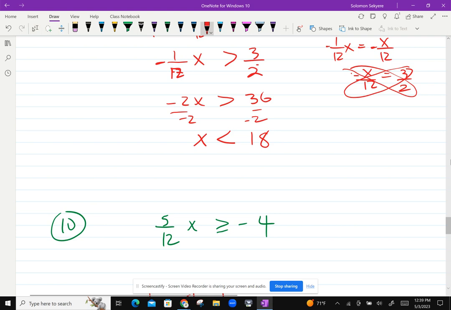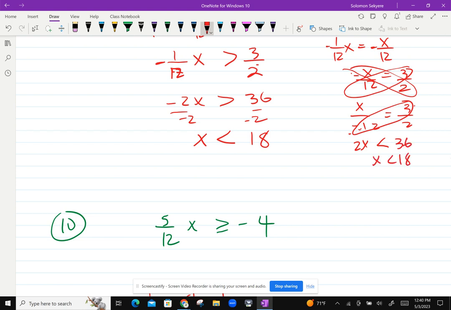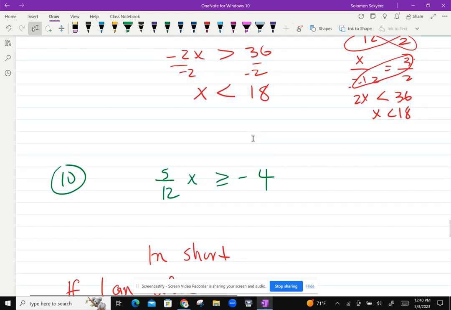So whenever you divide or multiply by a negative number, if I had done x over negative 12 equals 3 over 2, and I multiply this negative number to that side, I still have to reverse the sign. So you say 2x, now reverse it, 2x then becomes less than 36, x less than 18. Okay, that's the difference. So try this.